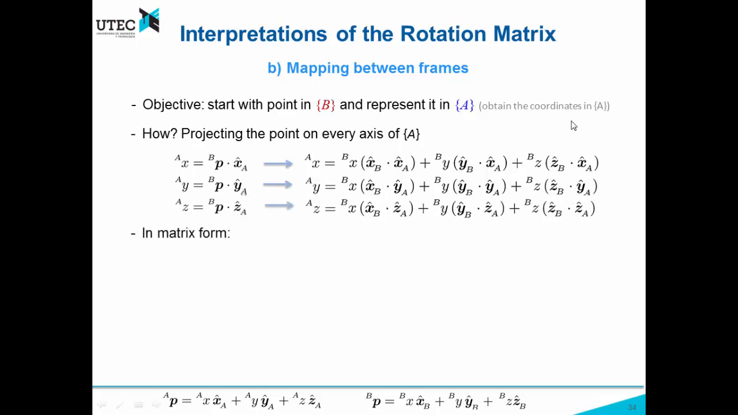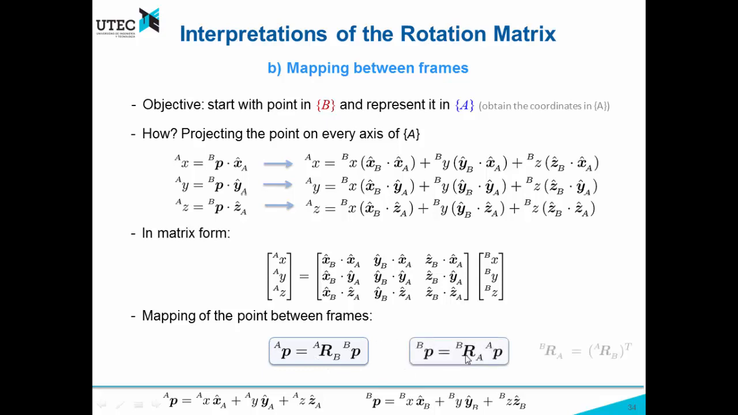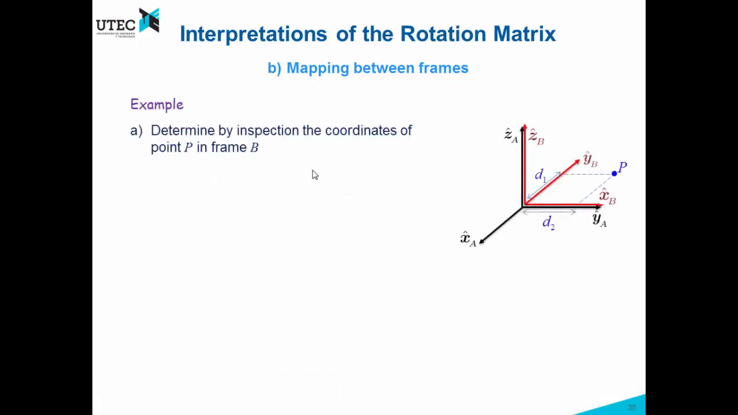So in matrix form, we can rearrange this, and we can just obtain this expression. This is exactly the same. It's just a rearrangement of this. And now you can see that this is a rotation matrix that we have seen before, and it is mapping the point between frames. We start with frame B, and we end up in frame A. So to conclude this part, this rotation matrix from B to A maps points from B to A. Similarly, we can do the opposite. We can say that this rotation A to B maps points from A to B. And recall that this holds true, that the transpose of B in A is equal to A in B.